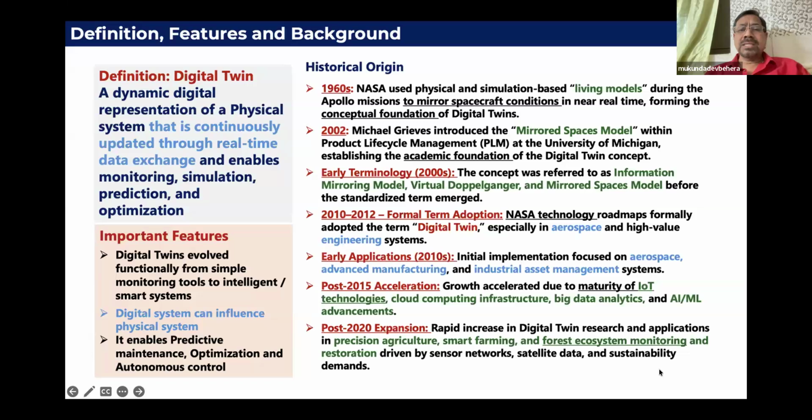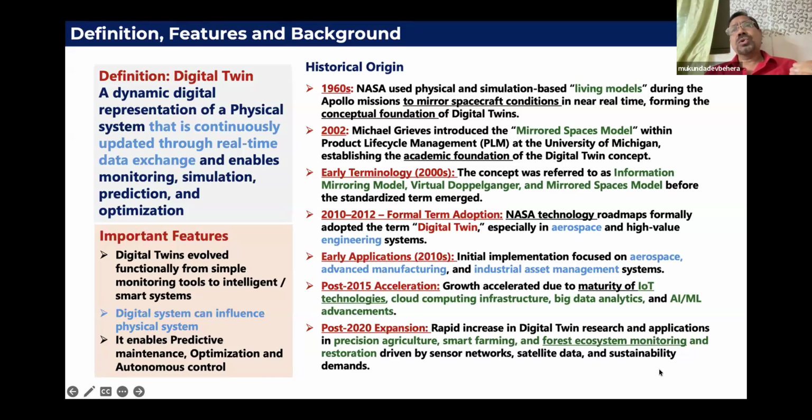Let's go back to the history. Since 1960, when NASA used physical and simulation-based living models during the Apollo mission to mirror the spacecraft conditions in near real time, the concept and usage have been noted and utilized, but perhaps we did not give the term digital twin at that time. During 2010 to 2012 came the formal term adoption, particularly by NASA. The NASA Technology Roadmap formally adopted the term digital twin, especially in aerospace and high-value engineering systems.